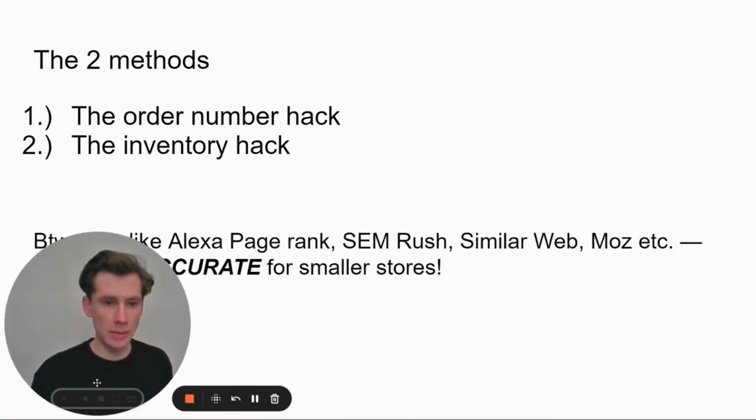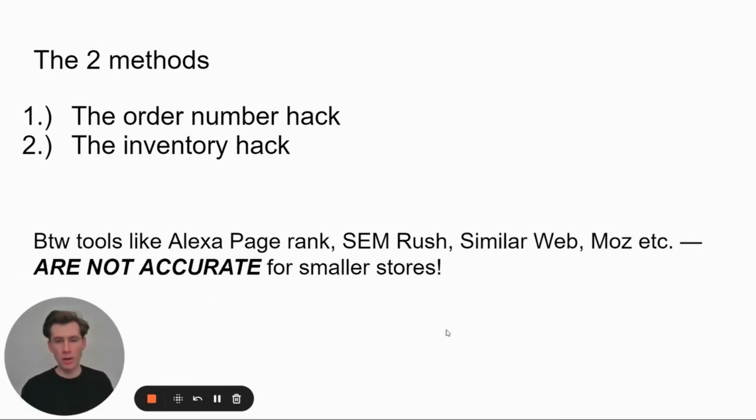And by the way, I do want to make this point that there are a bunch of online tools like Alexa PageRank, SEMrush, SimilarWeb, MOZ, and a bunch of other ones, and they are not accurate for smaller stores, right? So the majority of all Shopify stores, I'm sure, are stores that make below 2 million a year in revenue, right? Those tools do not work accurately because they just do not have enough traffic to get enough data to actually understand what's going on, especially if the store has many, many different products, right? Then it gets extremely complicated.